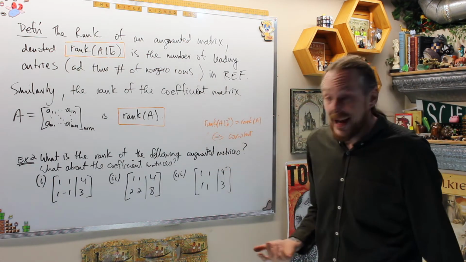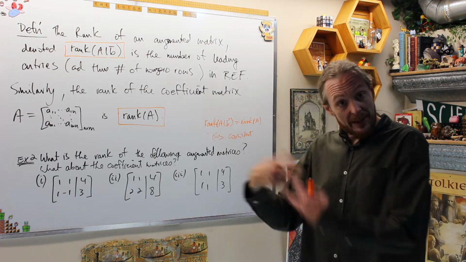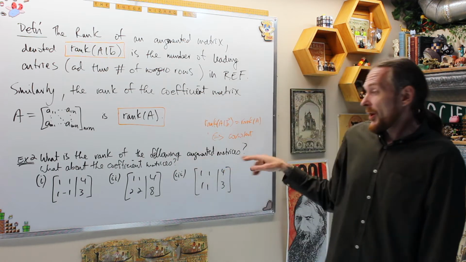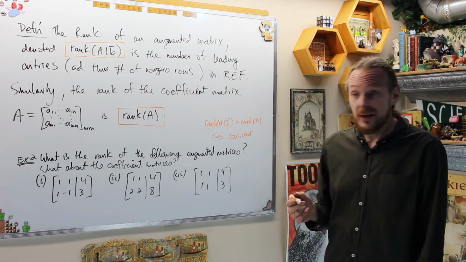It doesn't come out of a vacuum. Essentially, they start looking at systems. They're like, this seems to be a thing, and then they prove it. What is the rank of the following matrices? First of all, quickly, you've seen this. Watch the previous videos if you want to see how I did this.